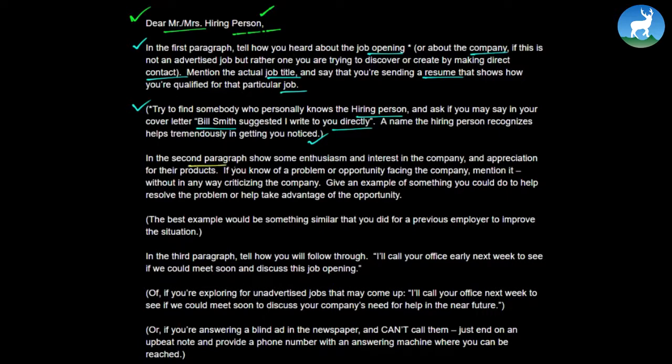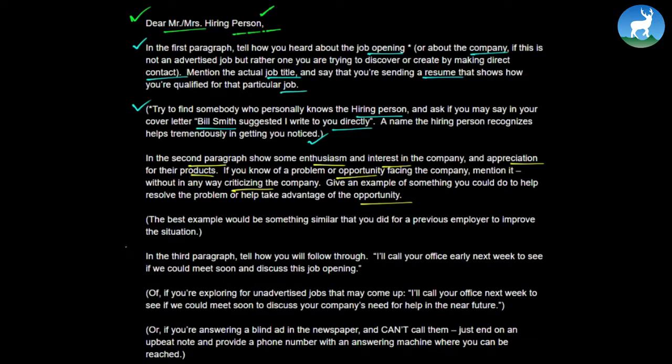In the second paragraph, show some basic interest and appreciation for their products. So if they produce a product, appreciate the product. If it is a service-oriented company, appreciate the service. If you know a problem or opportunity facing the company, mention it without in any way criticizing the company. Give an example of something you could do to help resolve the problem or help take advantage of the opportunity.